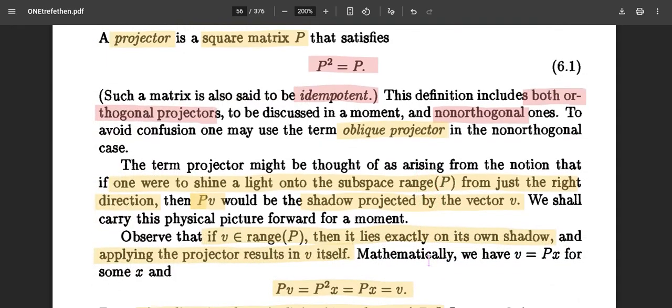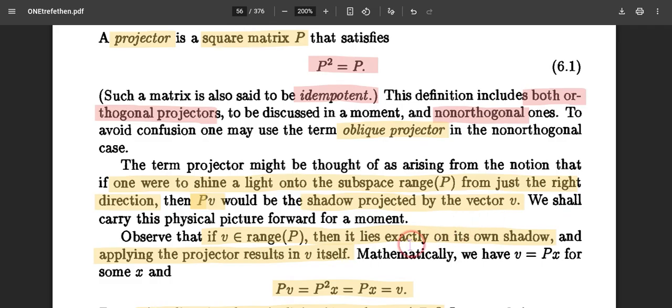In a geometrical perspective, what is meant by projections? If we shine a light on the range of P, which is spanned by the columns of the matrix P, from just the right direction, we don't know what the right direction is, so we are projecting, then a shadow is formed. That shadow is Pv, the projection of the vector v.